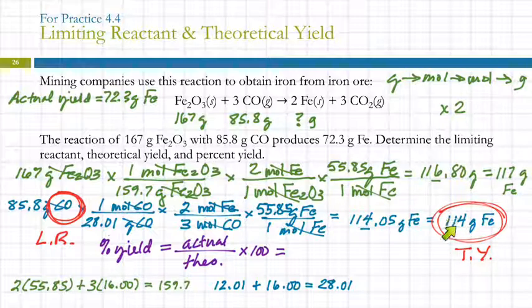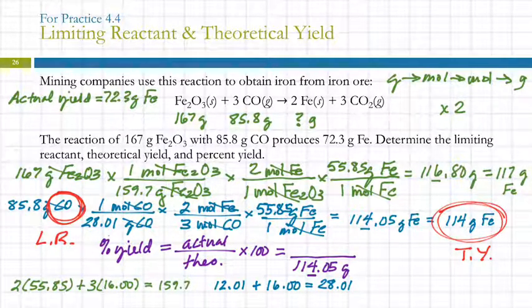I don't want to use this rounded one though, because I could end up with some rounding issues. So I'm going to use this one, which is just sitting there waiting for me. I didn't have to recalculate anything. So I'm going to put 114.05 grams in the bottom. That's got 3 significant figures. And the actual yield was given to me.